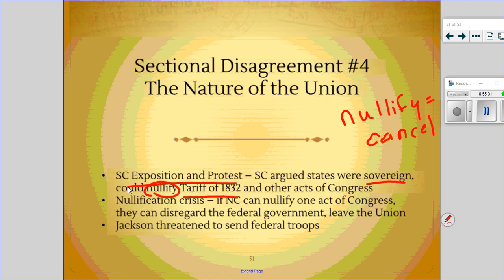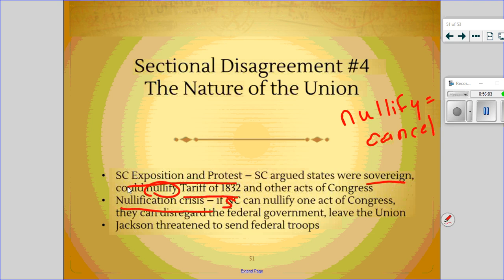Remember I told you the South hates tariffs. The South hates tariffs because they make finished goods more expensive, and the South doesn't manufacture things at the time. So they said we can nullify the tariff of 1832. This resulted in a nullification crisis. If South Carolina can nullify one act of Congress, they can nullify any act of Congress. They can completely ignore the federal government. They can even leave the Union.